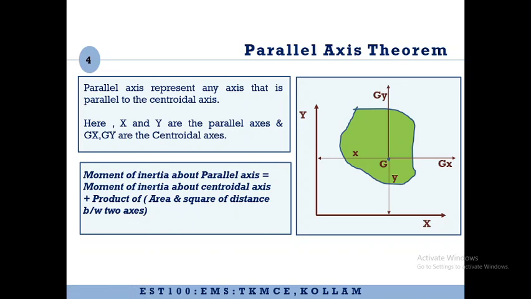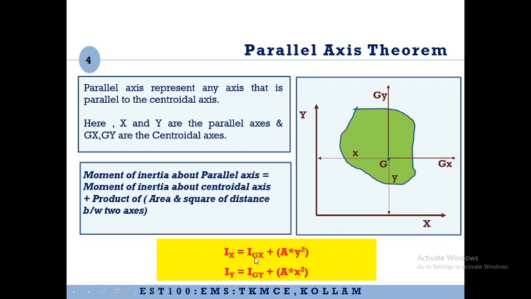So if you try to apply that, we can write Ix, that is moment of inertia of the figure about the x-axis, is equal to Igx, that is moment of inertia of the figure about its centroidal axis, plus area into distance between the two axes square. Distance between the x-axis is nothing but y, therefore y square. Similarly, Iy, that is moment of inertia about the y-axis, is equal to moment of inertia about the centroidal y-axis plus area into distance between the two axes square, that is x square.